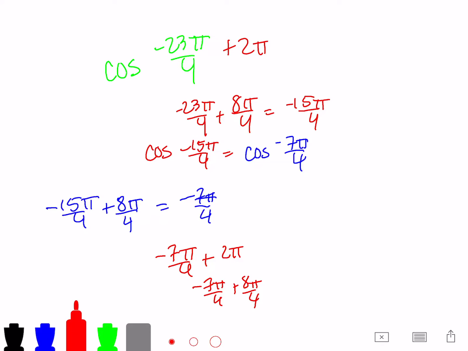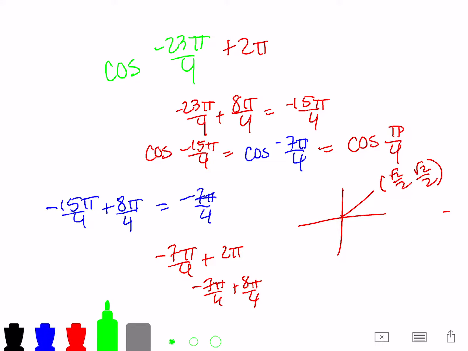So if we add another 8 pi fourths, that finally gets us to an angle that's in between 0 and 2 pi. So then we have cosine of pi fourths. Pi fourths is in the first quadrant. That goes with root 2 over 2, root 2 over 2, because it's your middle finger. It goes down because pi fourths goes with 45 degrees. You've gone right and up, so they're both positive. The cosine is the x value, so I take root 2 over 2, and that becomes my answer.